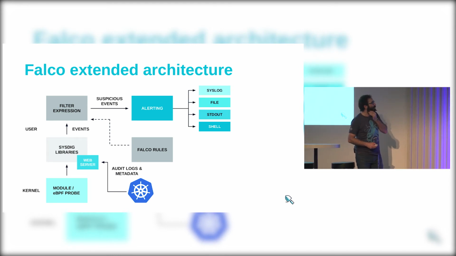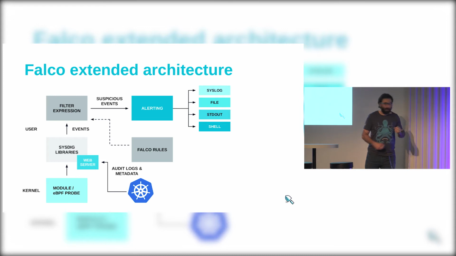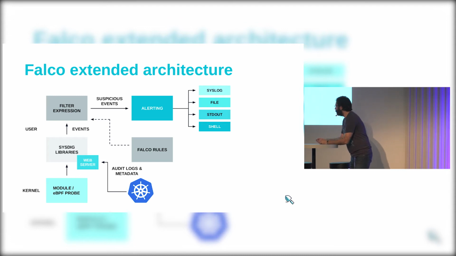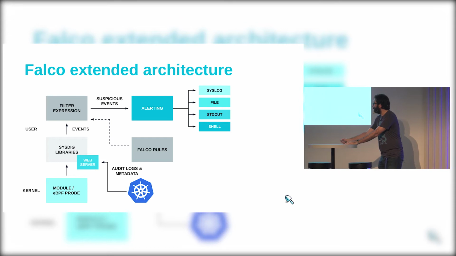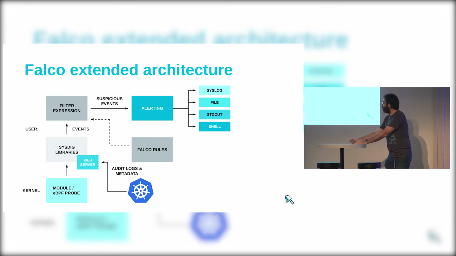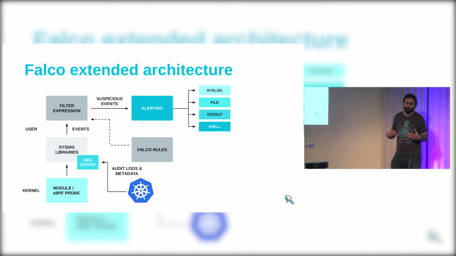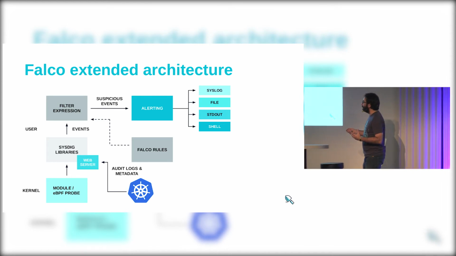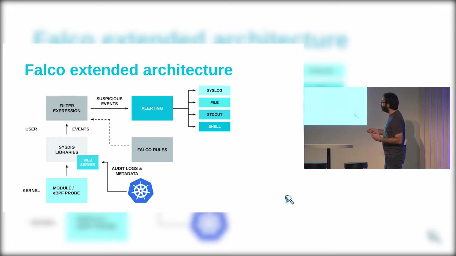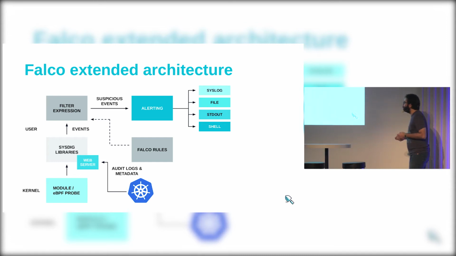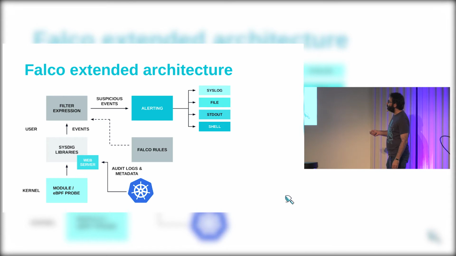This is another diagram about how Falco works. In this part, we can see the module and the eBPF probe. That is the source of the system calls, the system call source, and we use Sysdig, the open source tool, for interpreting and putting some sense in all the system calls. Also, we are starting to receive another kind of stream of events, for example, in this case, the audit logs.